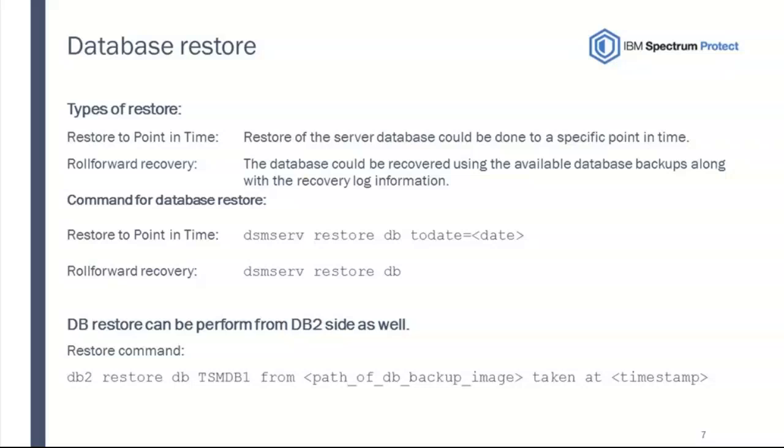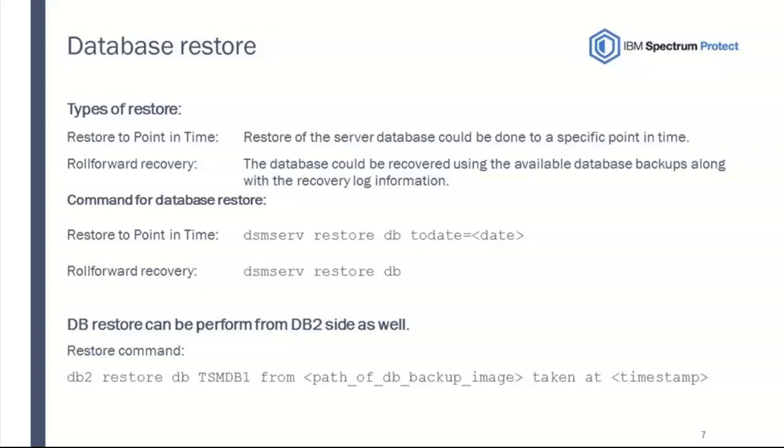However, in case the server crashes due to log or DB corruption, then you have to choose the point in time database restore option. In this case, it will just restore the 10 a.m. database, so you will lose the data between 10 a.m. and 2 p.m. Here is the command syntax of DB restore I have mentioned. For point in time DB restore, you need to specify the todate parameter, or you can also specify the totime parameter. For most current restore, you just need to run the dsmserv restore db command without specifying those two parameters, todate and totime.